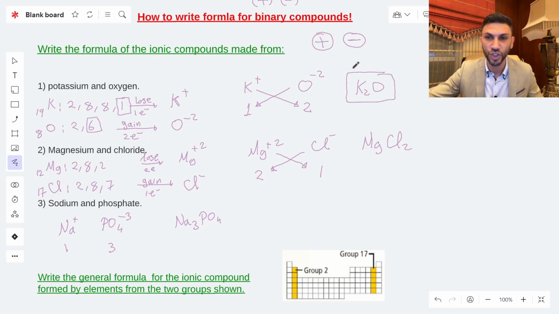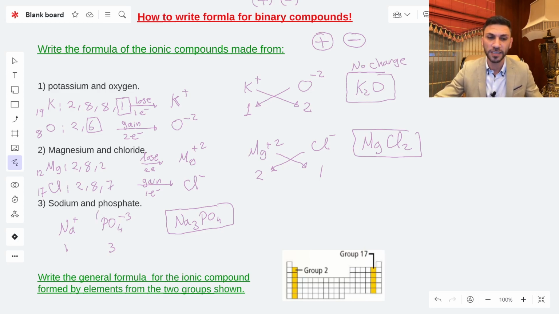Look here, all the ionic compounds are neutral. They don't have charges, no charge, because they are compounds. But this one is not a compound. It's a polyatomic ion because it has a charge on it, and it's PO4 -3 for the whole ion. It acts like one unit.